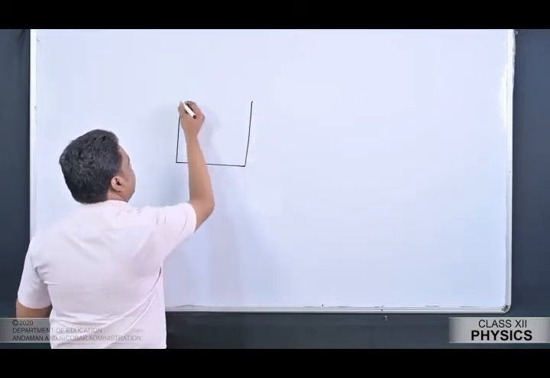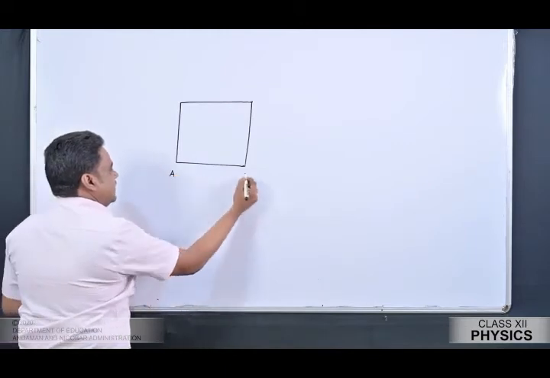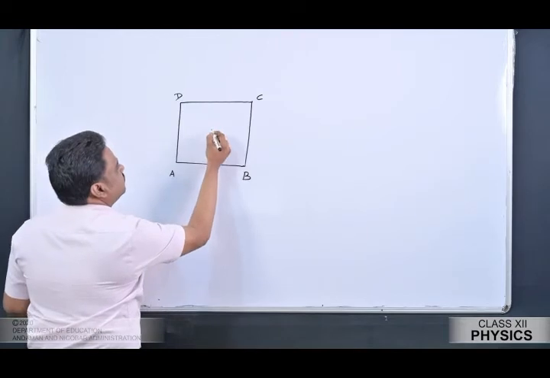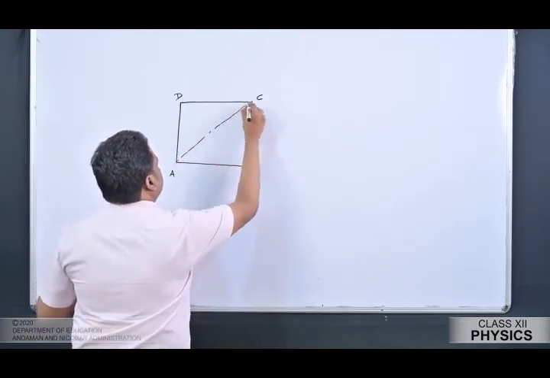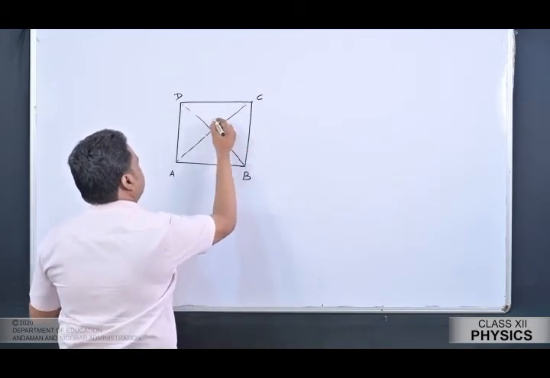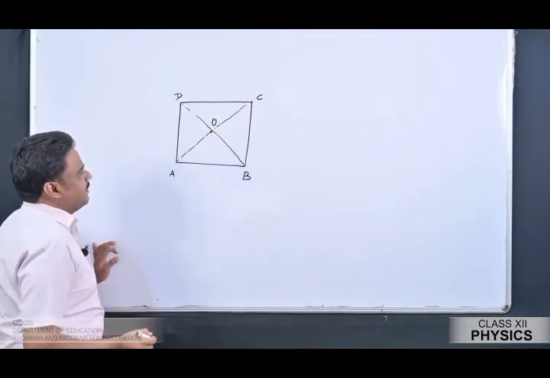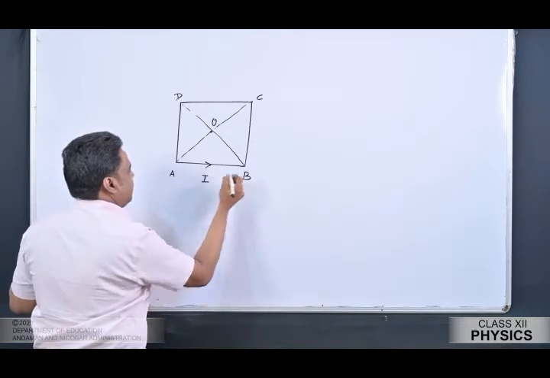So a wire is bent in the form of a square. So I am going to mark the edges A, B, C, D. Say O is the midpoint. What about the magnetic field when a current I flows? I'm going to say the current I flows as shown.